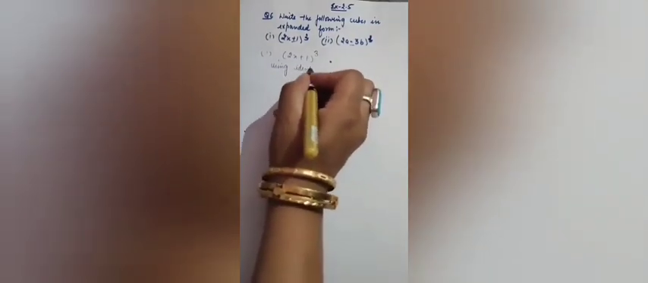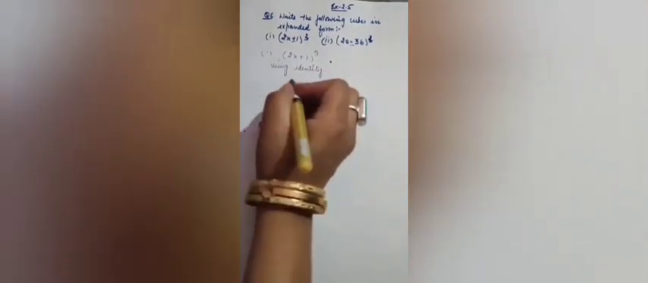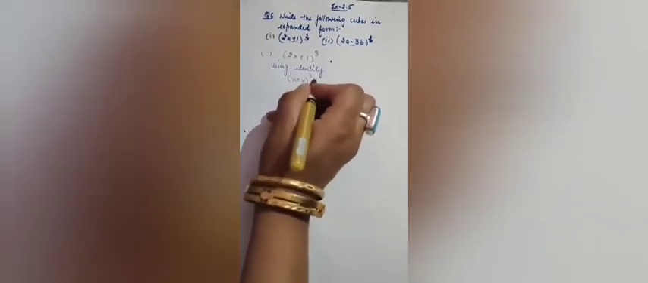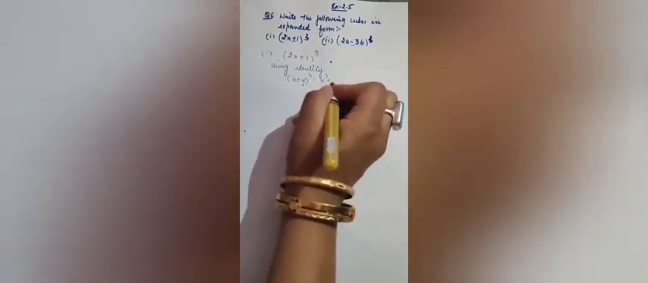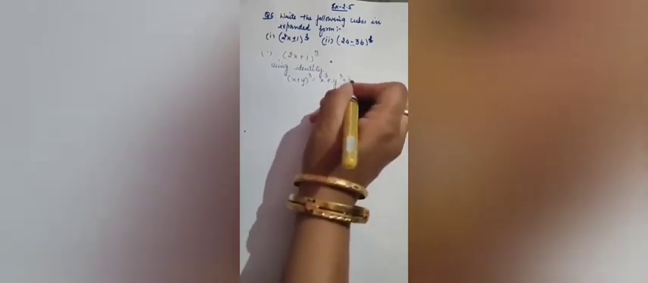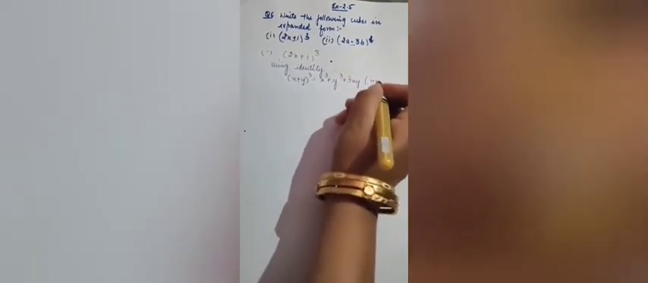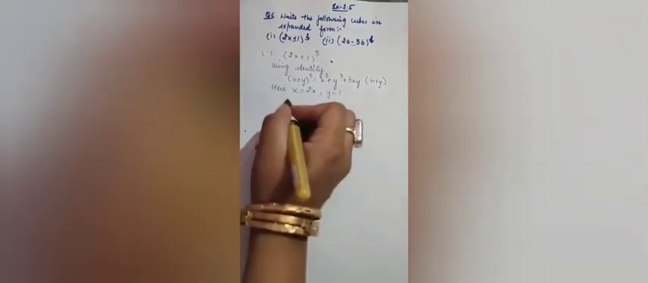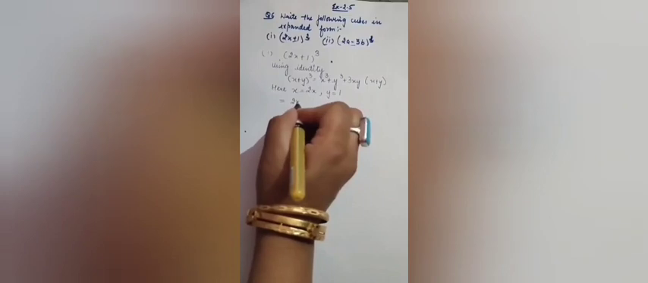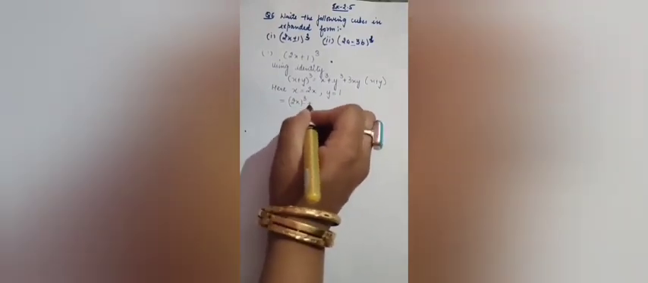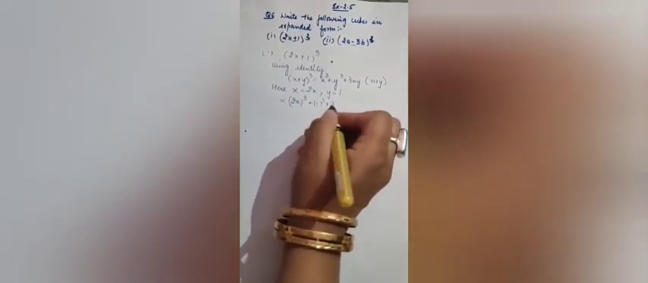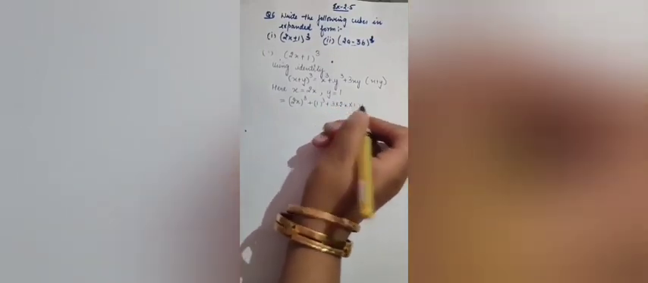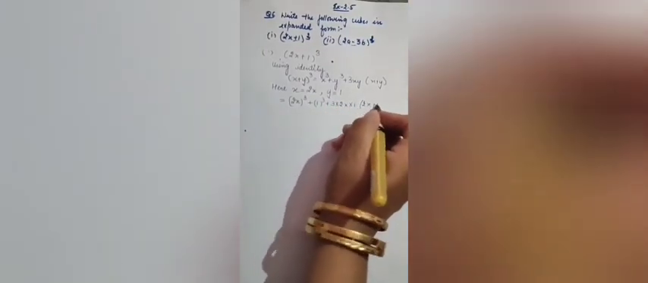Which identity will we use? Using identity (x plus y) whole cube. Say it with me. But it will be x cube plus y cube plus 3xy into (x plus y) here. Now the next step is what you have to do. You have to actually recognize which is x here. Here x is 2x and here y is 1. So let me put the values in the identity here. So (2x) cube plus 1 cube plus 3 into 2x into 1 into (2x plus 1) here.